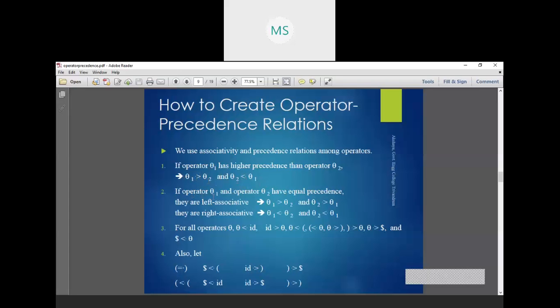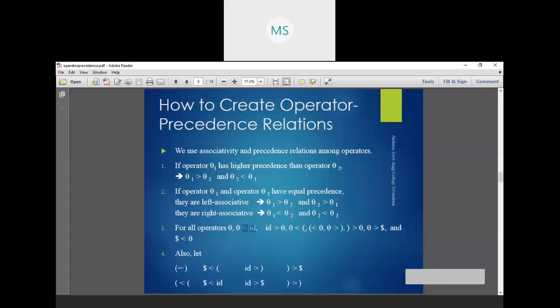Now if operator T1 and operator T2 have equal precedence but left associativity, you can write, for example, T1 is greater than T2 or T2 is greater than T1. For right associativity, you should write it the other way. Any operator compared with an identifier: the identifier has the highest precedence, so operator is less than identifier, and identifier is greater than the symbol.